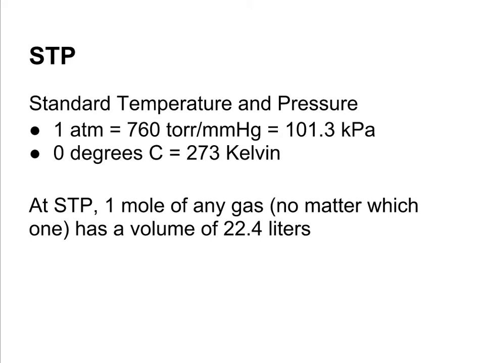We need to know what STP stands for. STP stands for standard temperature and pressure. Standard pressure is 1 atmosphere, which is the same thing as 760 torr, or 760 millimeters of mercury, because torr and millimeters of mercury are the same thing. And all of those are also equal to 101.3 kilopascals. You need to be able to convert between different units of pressure.